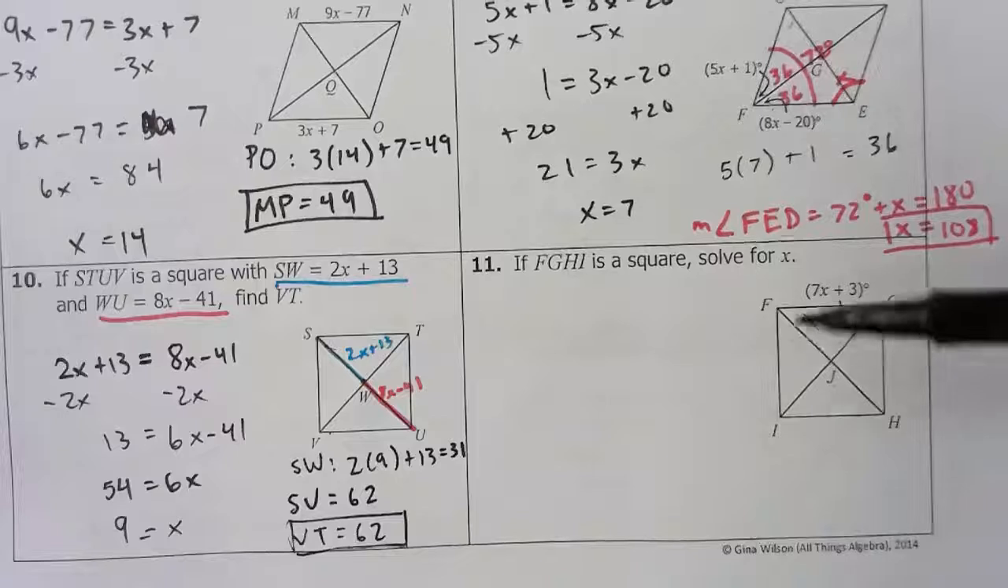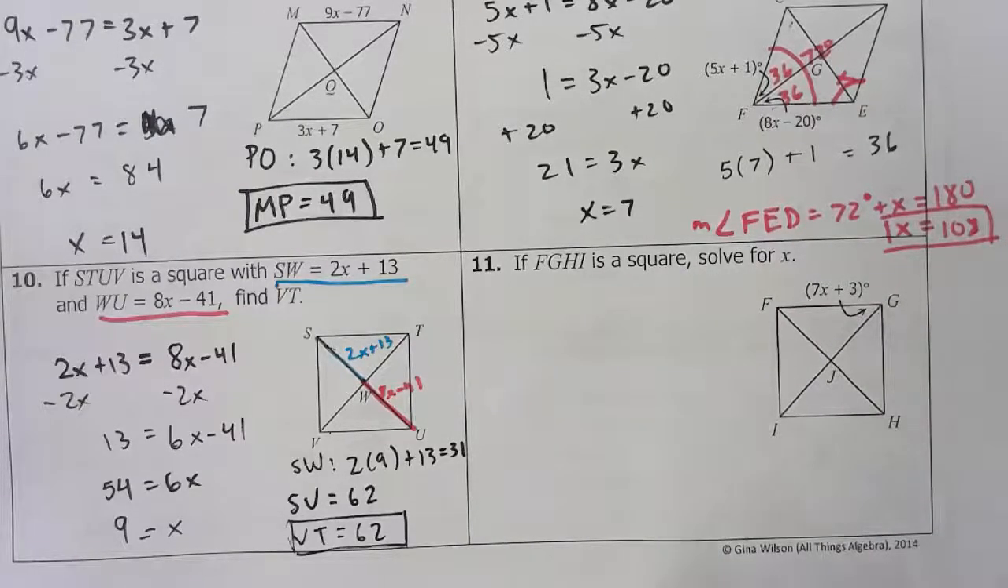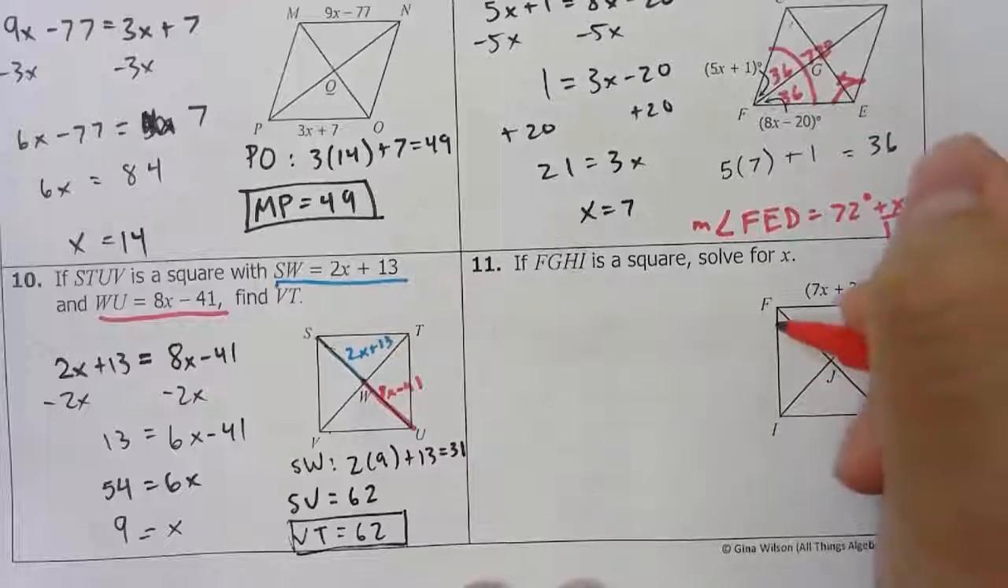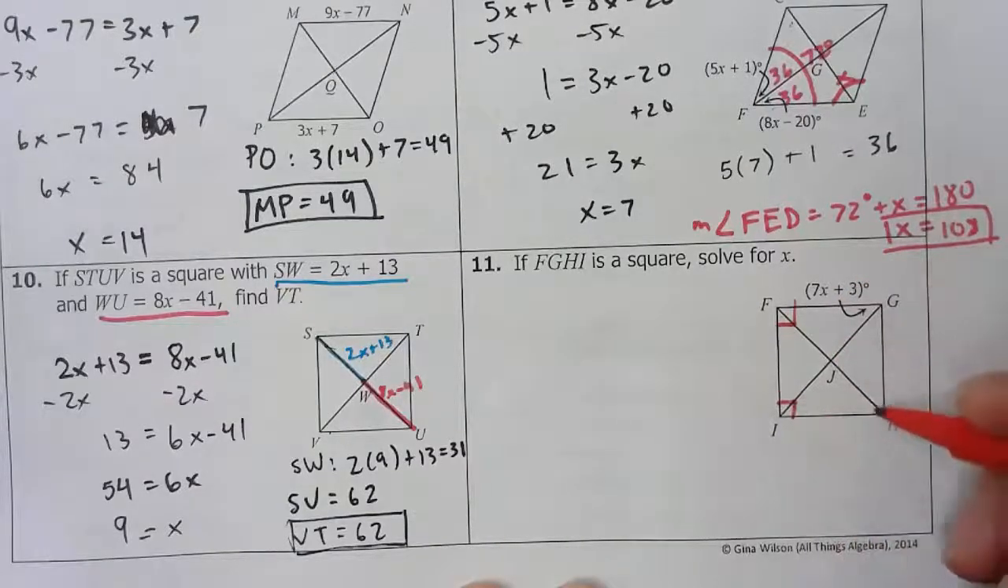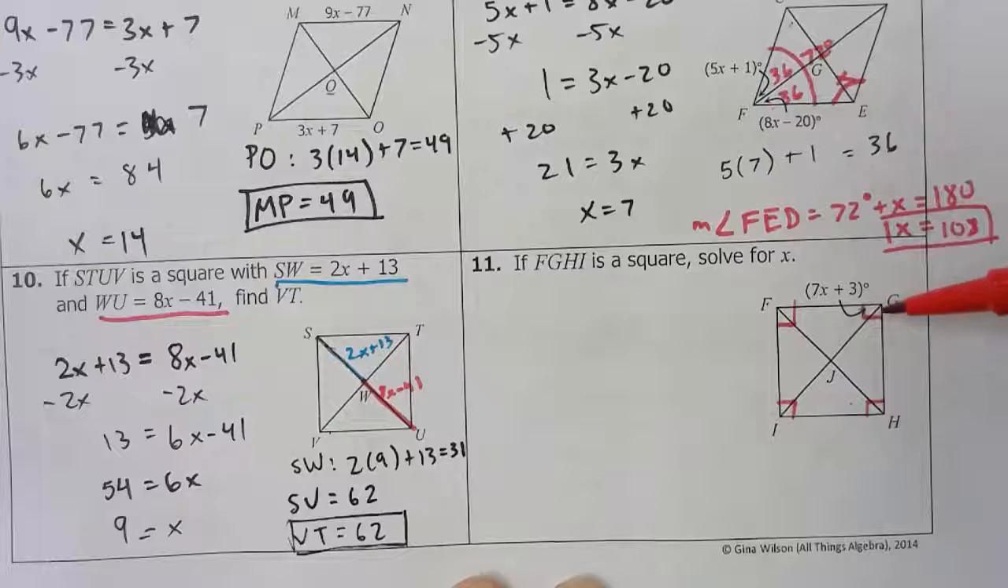Finally, the last, number 11. FGHI is a square, solve for x. Now this one is as quick as you know your properties. We know that in a square, all four corners are 90 degrees. And we also know that the diagonals bisect these angles, so each half angle has to be 45 degrees. You have 45 degrees going all around. So then this angle, 7x plus 3, is 45 degrees.